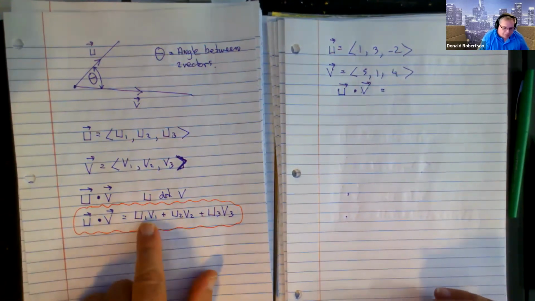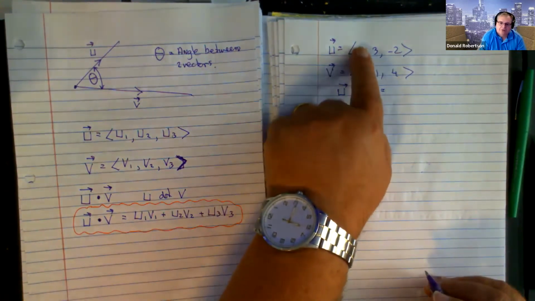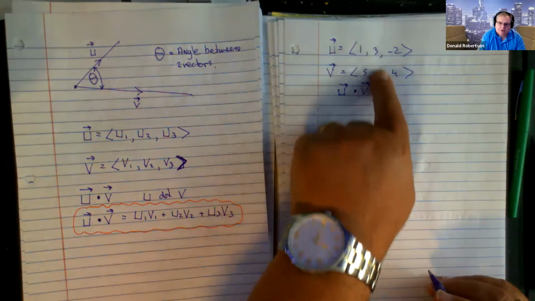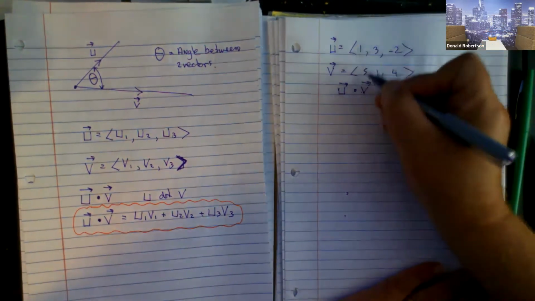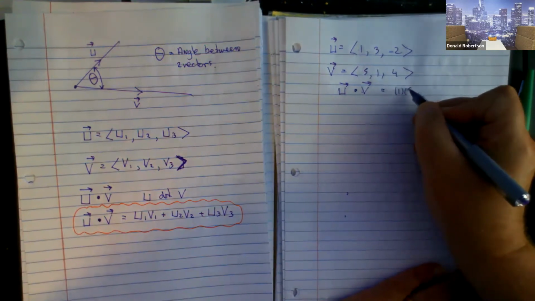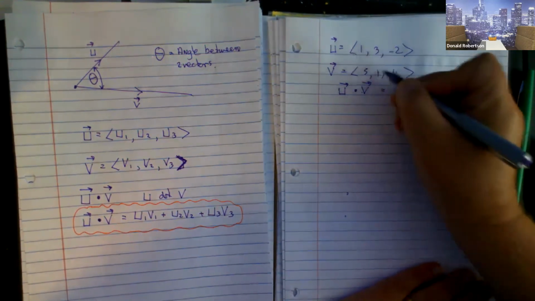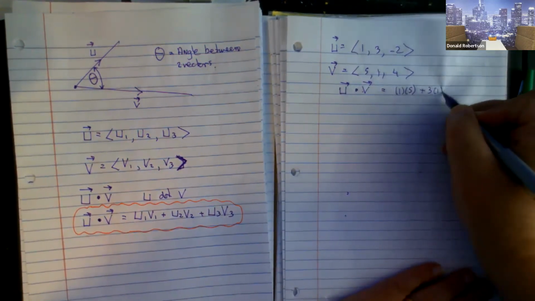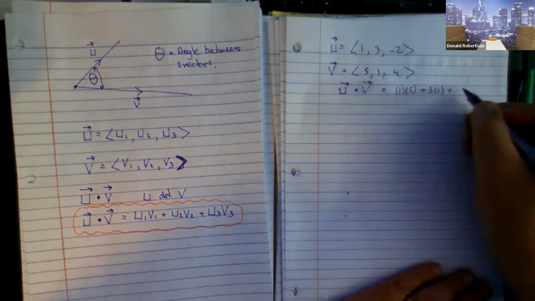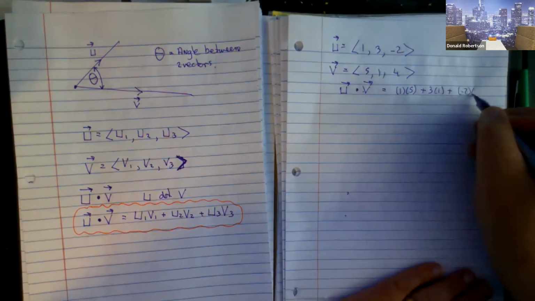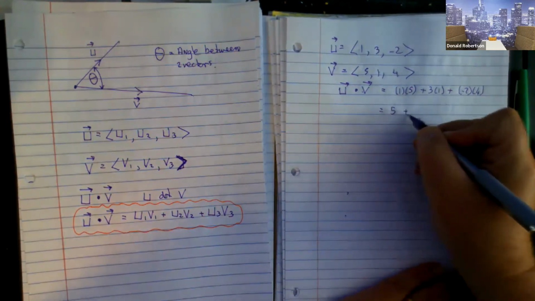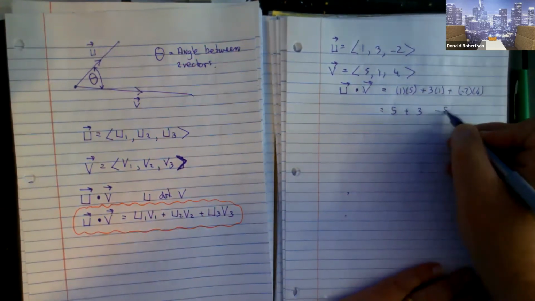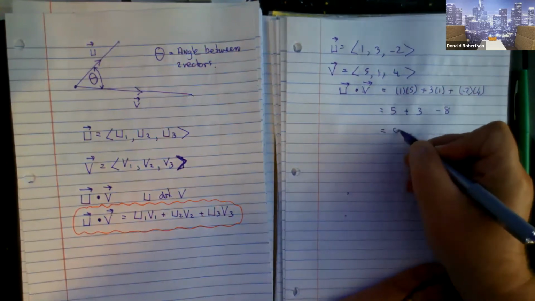Now, based on my formula, don't you basically just multiply these, add, multiply these, add, multiply these? So you're going to go 1 times 5, add 3 times 1, add -2 times 4. And you get 5, add 3, take away 8, and this answer happens to be 0.